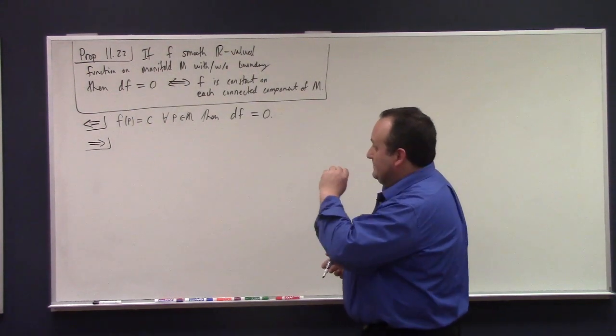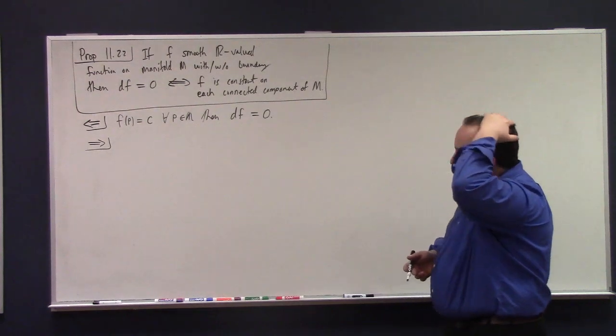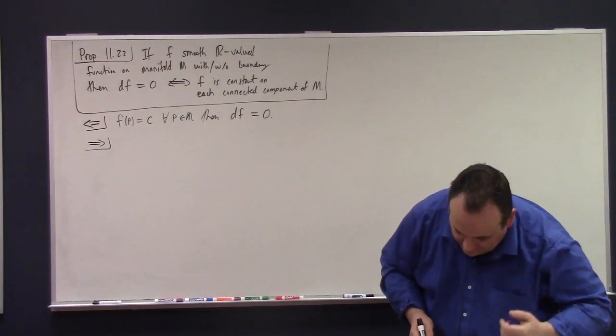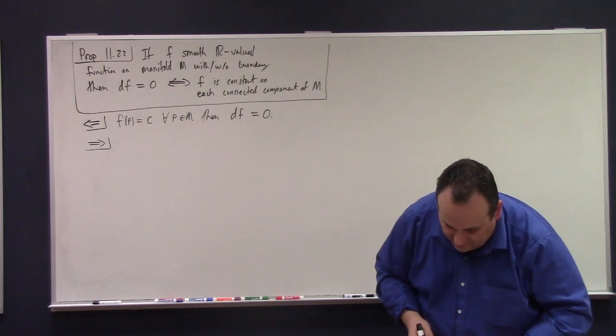All right, so the forward direction. It says conversely, suppose df is equal to 0.